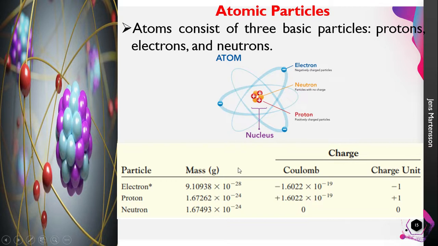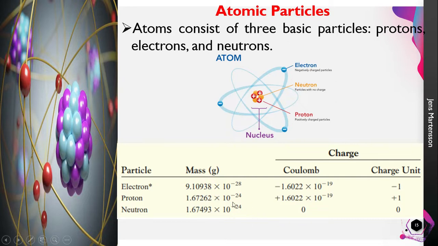And here are the different masses of each of these particles. Okay? Si electron ang pinakagaan, no? Pinakagaan nga particle in the atom. As you can see here, negative 28 ang iyang exponent in scientific notation, compared to proton at saka neutron, which is approximately the same, no? 1.67 by 10 raised to the power of negative 24.